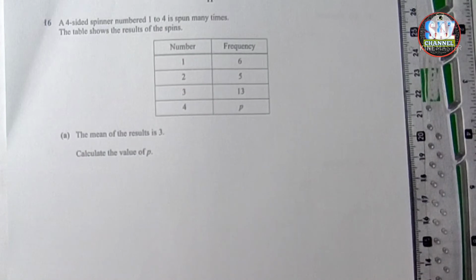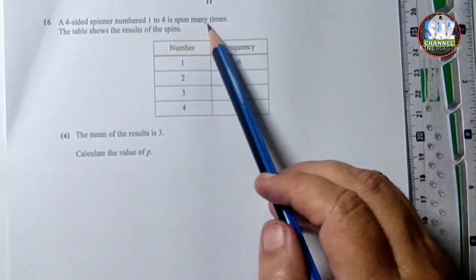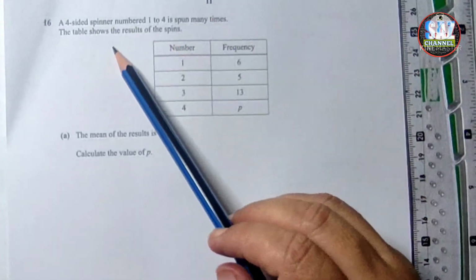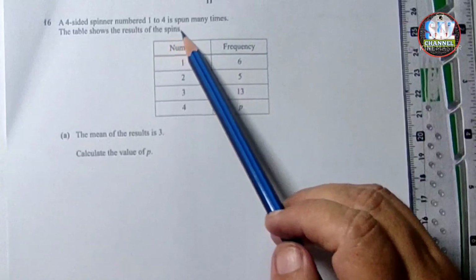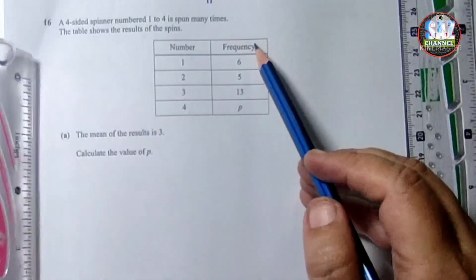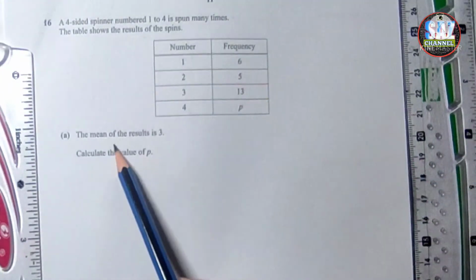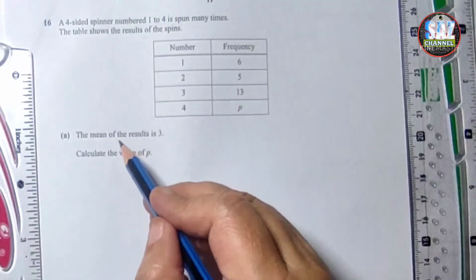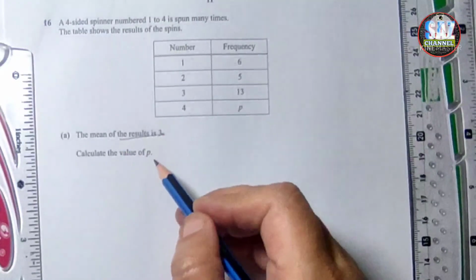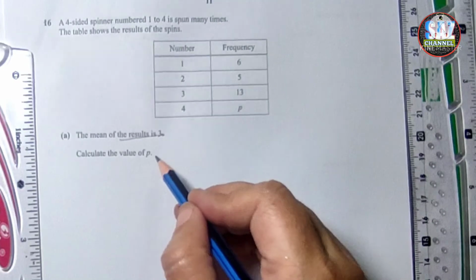Let's read question number 16 first. Question 16 says, a 4-sided spinner numbered 1 to 4 is spun many times. The table shows the result of the spins. The numbers are 1, 2, 3, and 4, and the frequencies are 6, 5, 13 and P. The mean of the result is 3. Then we have to find the value of P.